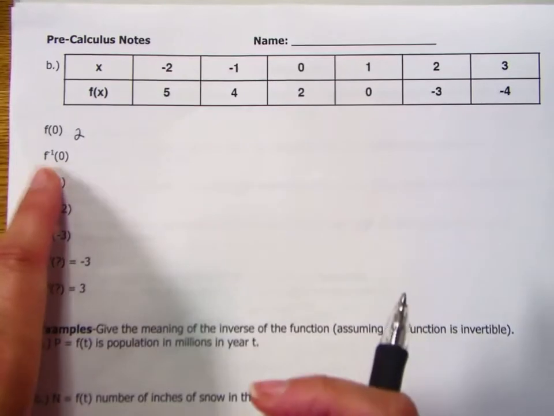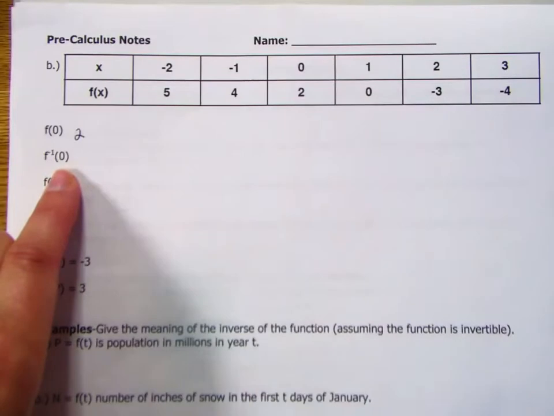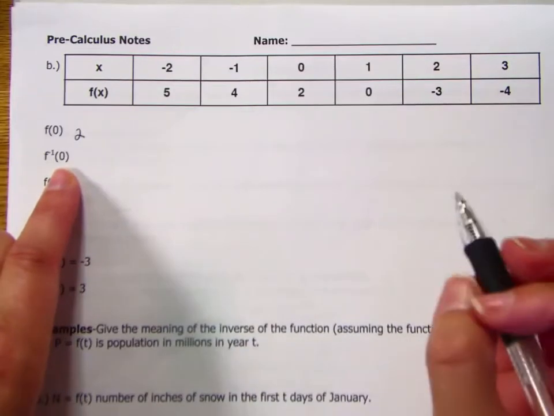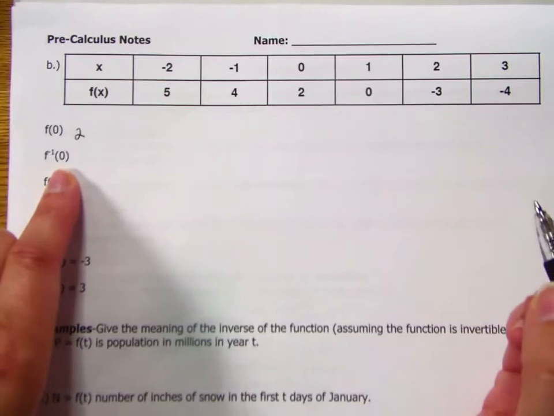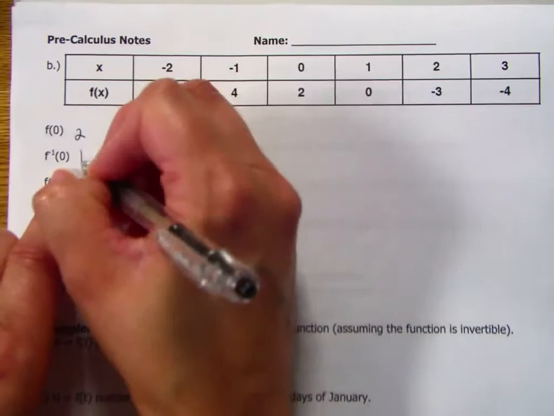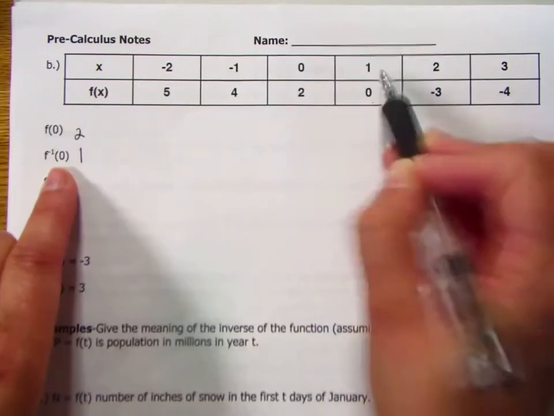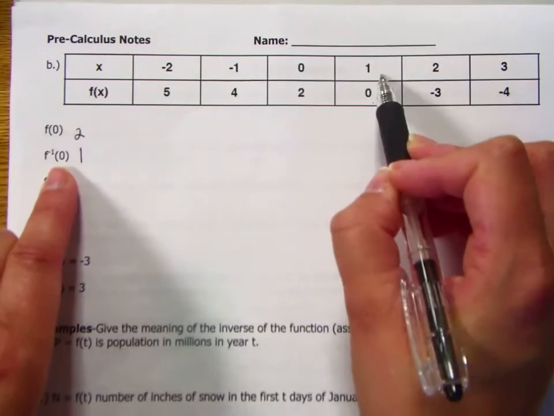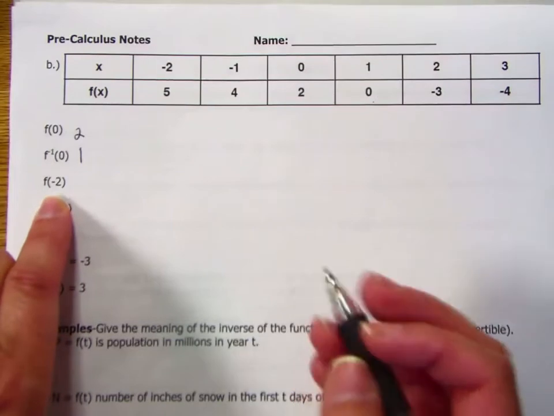Gabby, what about the inverse of 0? What is that asking us to do? It's like opposite of f. Okay. It is 1. Okay. So it's almost like saying when the output is 0, what's the input? You got it. Jack, what's f of -2?